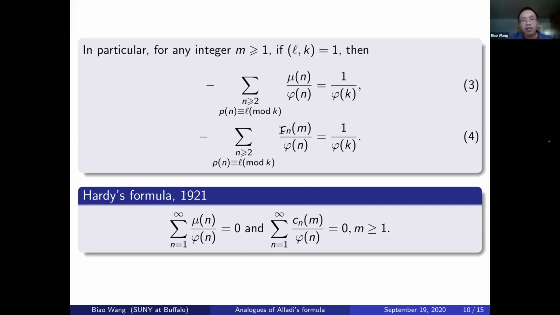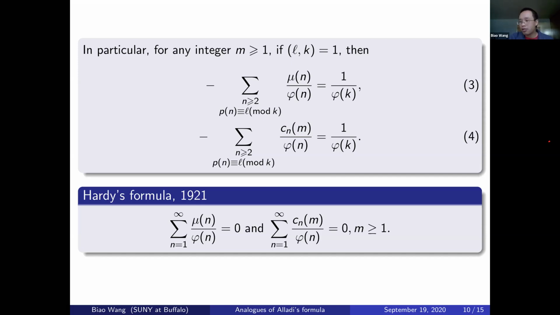So here, c sub n of m is the Ramanujan sum, where m is fixed and n varies. Those two formulas refine Hardy's formula from about 100 years ago. It's just like what Alladi did.